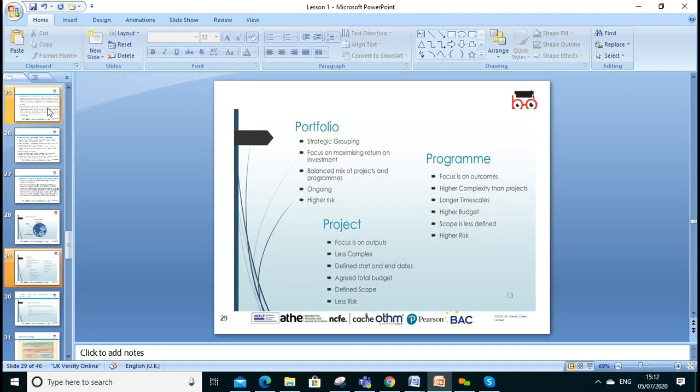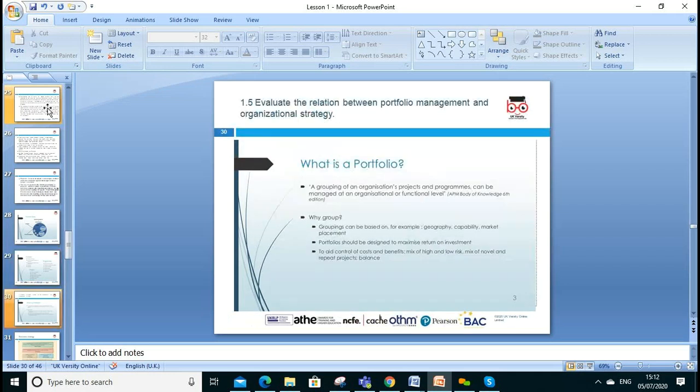So a portfolio's strategic grouping focuses on maximizing return and balanced mix, ongoing and high. A project's focus is output, less complex, with defined start and end dates, agreed defined scope and less risk. A program's focus is outcome, higher complexity than the project, longer time scale, higher budget, scope less defined, and risk.